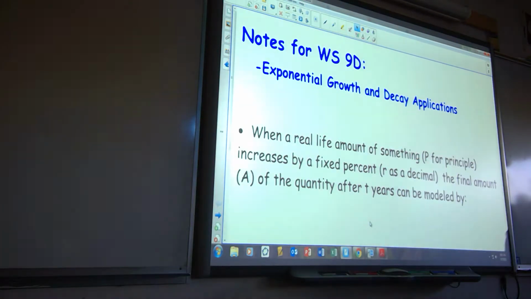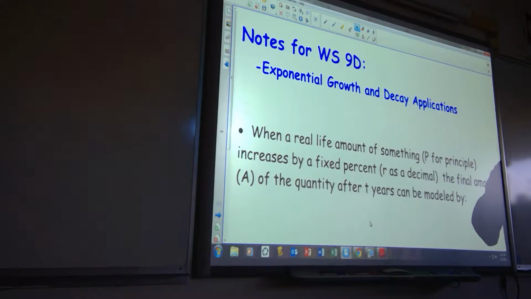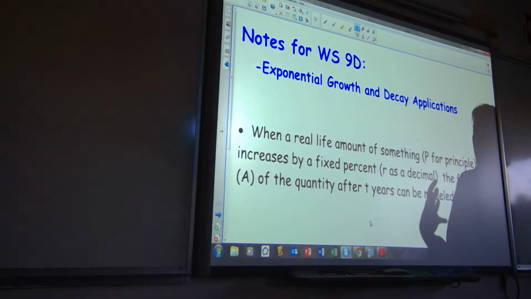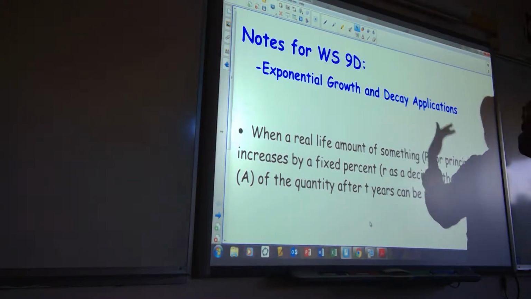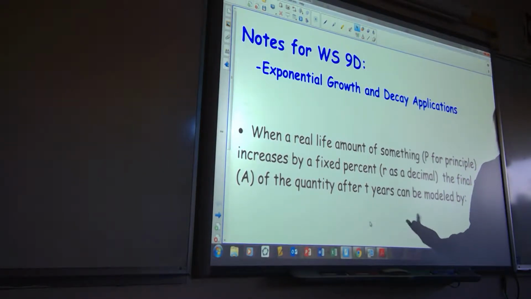So when we're talking about growth and decay in a real life application, there's going to be a couple different equations that you could use. And it all depends on how the growth is happening or how often the growth is happening.